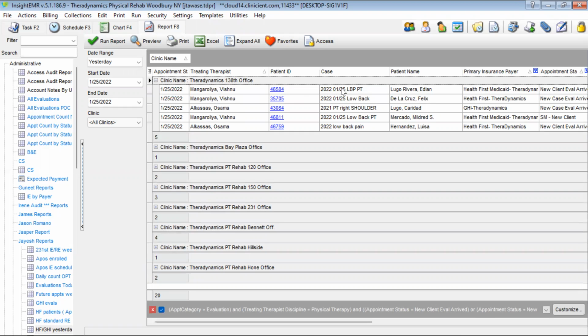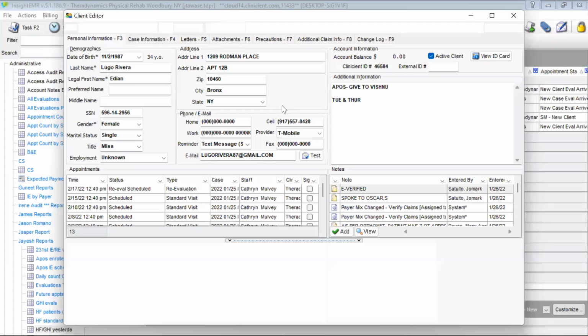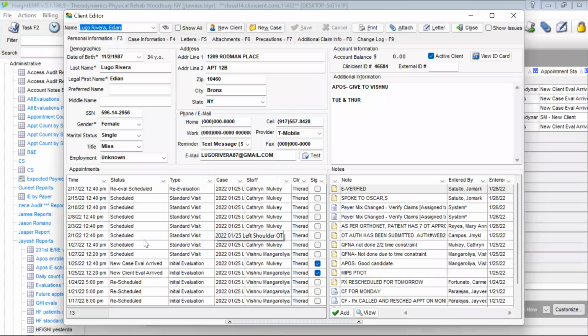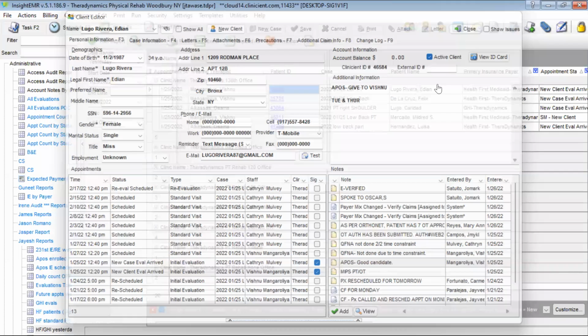Now, let's say, for example, this is low back pain, PT. The patient came yesterday. So I click here. I check the evaluation here, 125. So there should be a note for 125. You see right here, the patient is a good candidate. And up here, when the patient is a good candidate, there should be a note, Apos, give to Vishnu. So this is a good note. So there's no error in this process, okay? Let's check the next one.